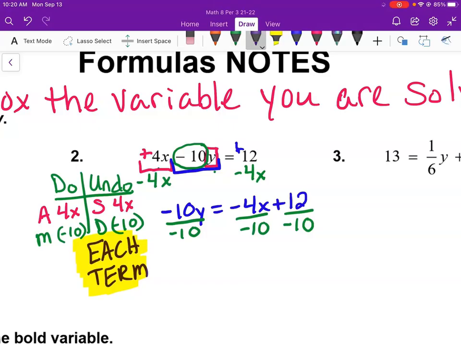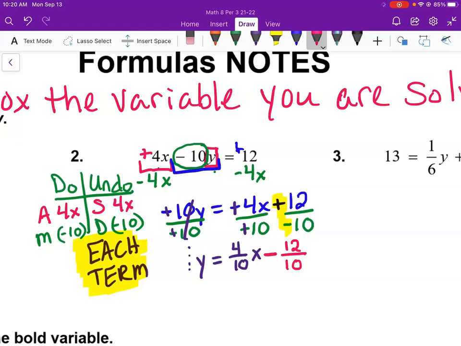Okay, any number divided by itself is 1. So we have 1y. Negative divided by a negative is a positive. And that leaves me 4/10, and then the x goes next to it, and then we have a negative and a positive here, which means now we have a negative 12 divided by 10.